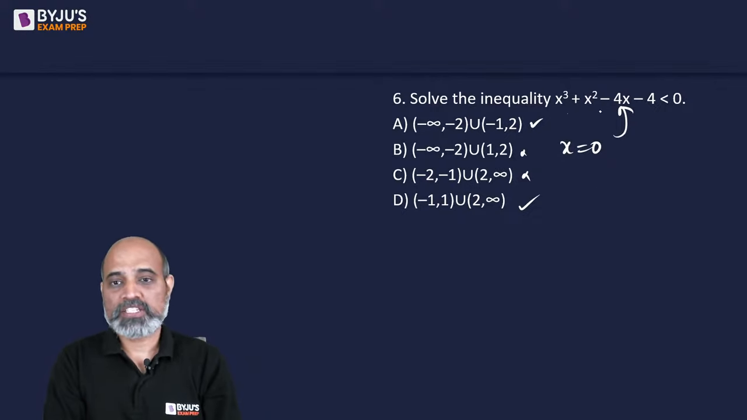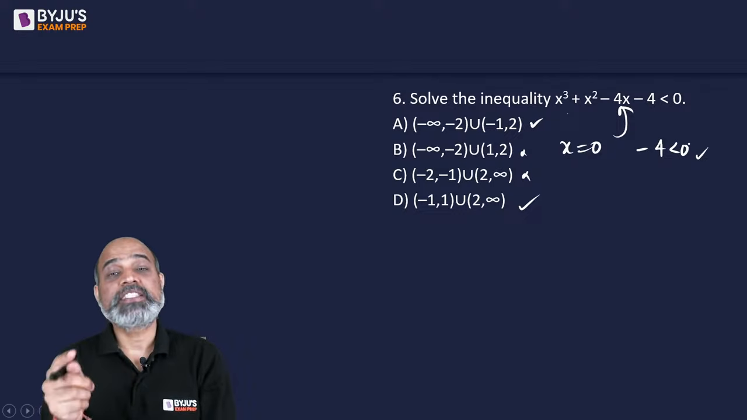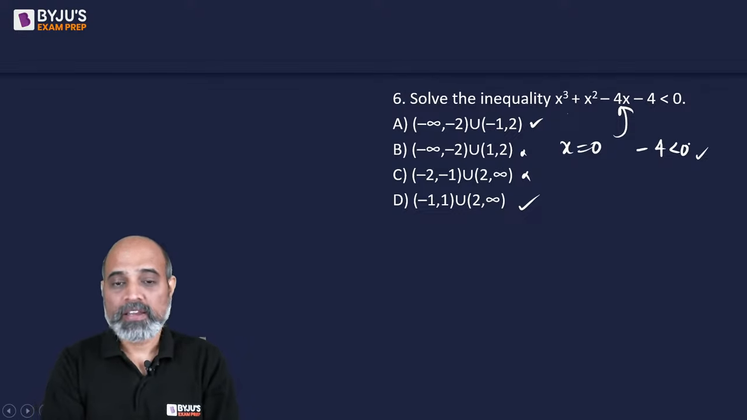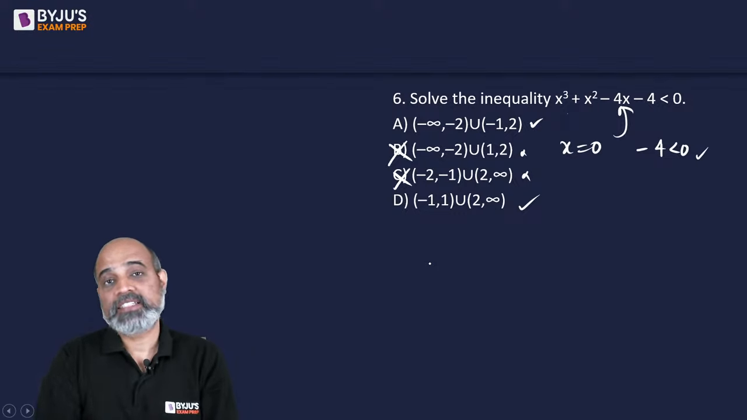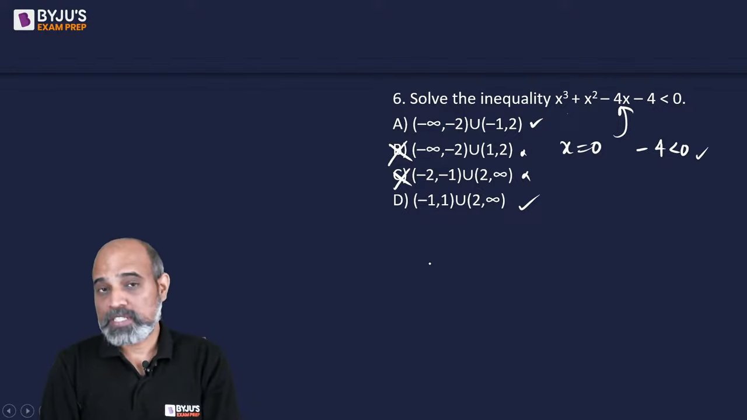So if I put x is equal to 0, I will realize that we get -4 less than 0 because the first 3 terms will become 0, right? Which is true. That means 0 acceptable है. The moment I realize 0 is an acceptable value, since 0 doesn't exist in option B or C, हटा दो उन्हें. Now we are left with options A and D.